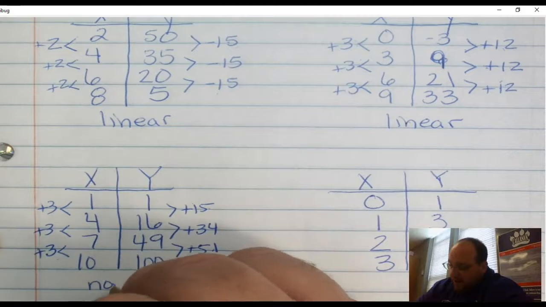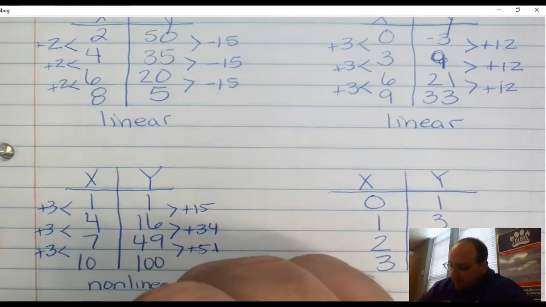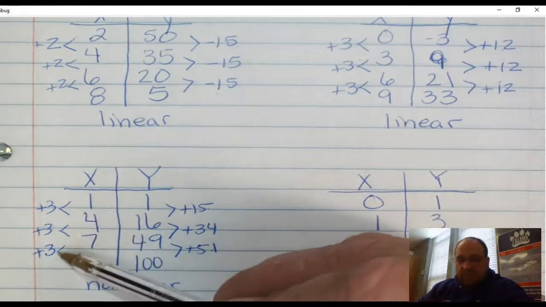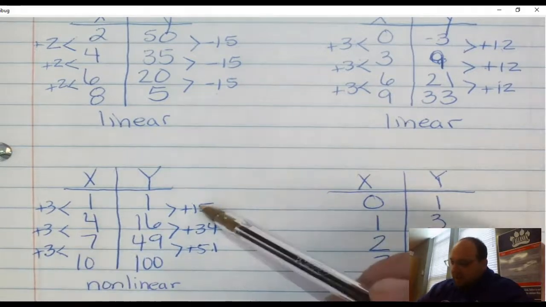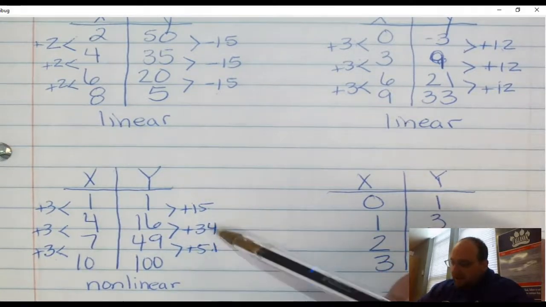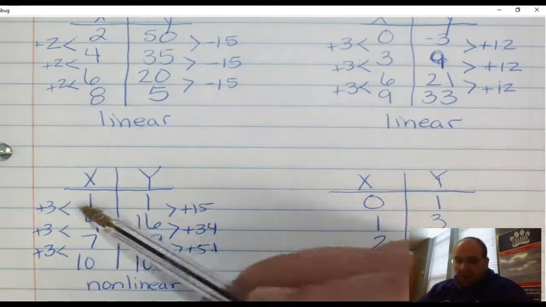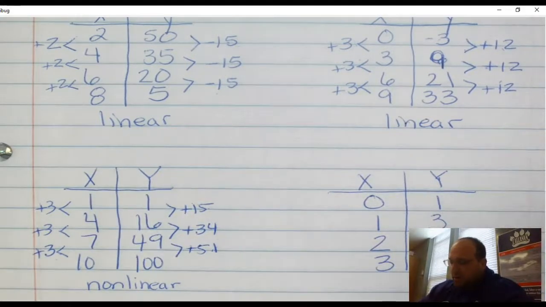So I'm going to write nonlinear. Again, it's nonlinear because even though these three stayed the same or constant, these three did not stay constant and they changed each time. As a result, they are not the same or equivalent to one another.